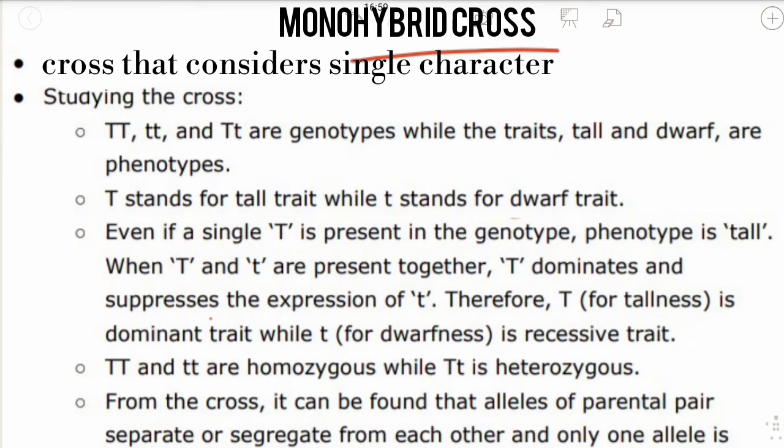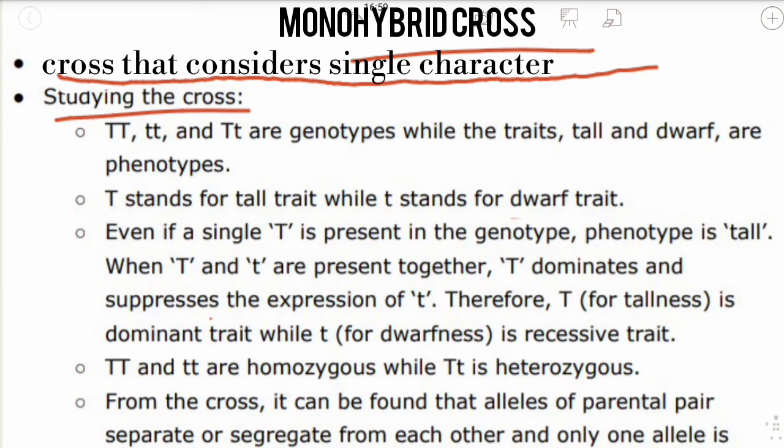Monohybrid cross is the cross that considers only a single character, for example, height of the plant. Because mono refers to single and hybrid refers to hybridization. To study the cross, you should understand all of this.